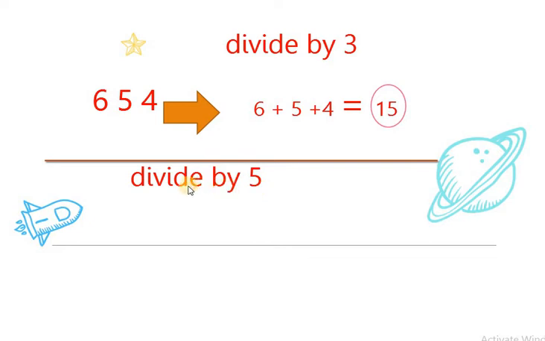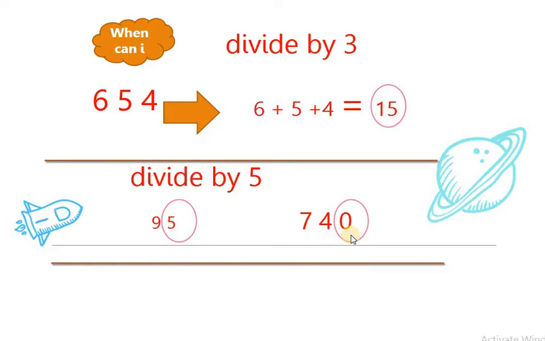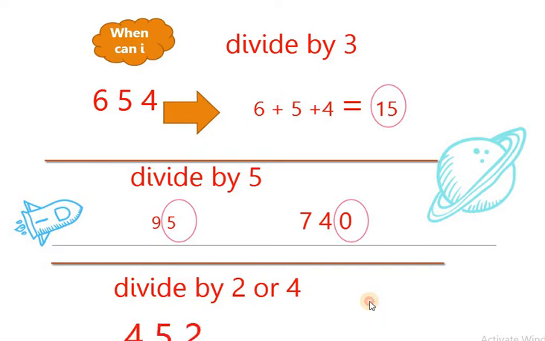How do I know a number is divisible by 5? It will end with 0 or 5. Look here, in the unit place of 95 I have 5, so it can be divided by 5. And here 0, so it can be divided by 5 also. Divisibility by 2 or 4 is for even numbers. In 452, the number in the unit place is even.